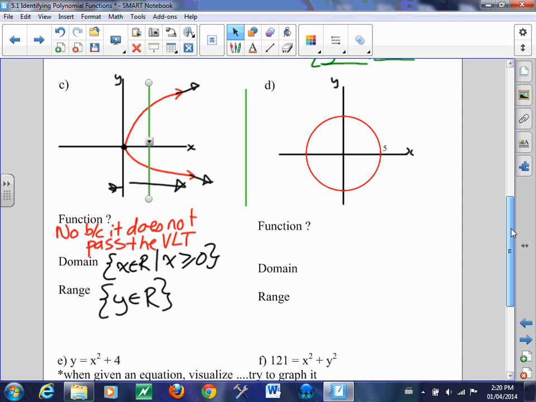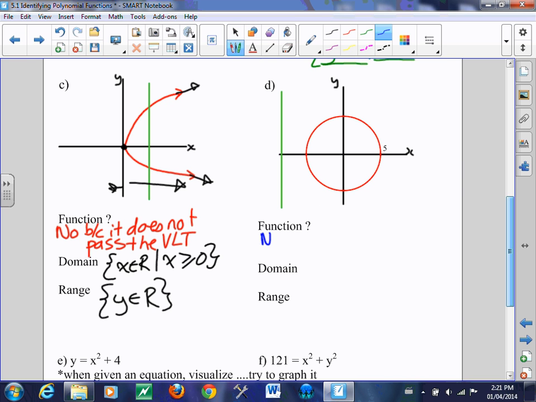Last graph. Let's use our vertical line test. You recognize this as a circle, and indeed a circle is not a function because it does not pass the VLT. So let's write that down. No, this is not a function because it does not pass the VLT.